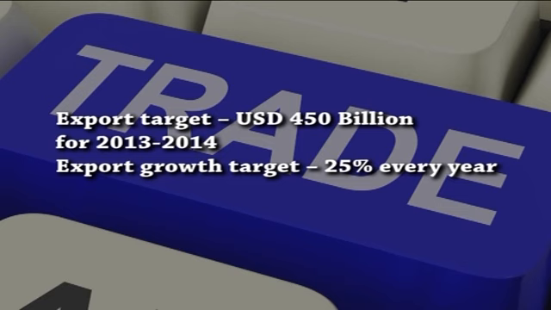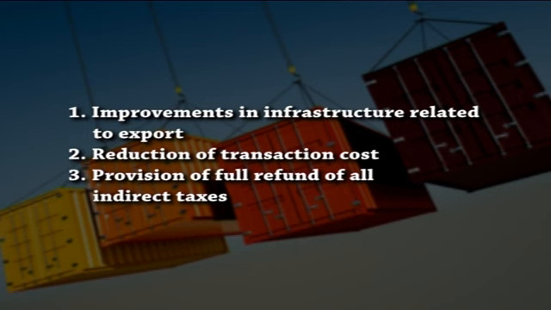Target. Export target USD 450 billion for 2013 and 2014. Export growth target 25% every year. 3 pillars: improvement in infrastructure related to export, reduction of transaction cost, provision of full refund of all indirect taxes.